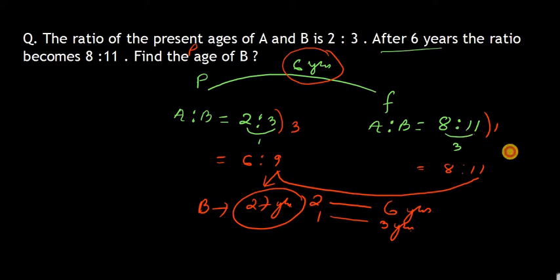After 6 years, B will be 11 units, 3 into 11, so 33 years.